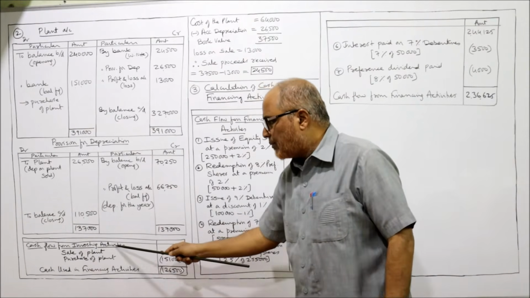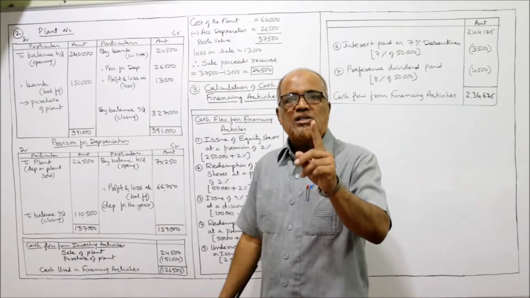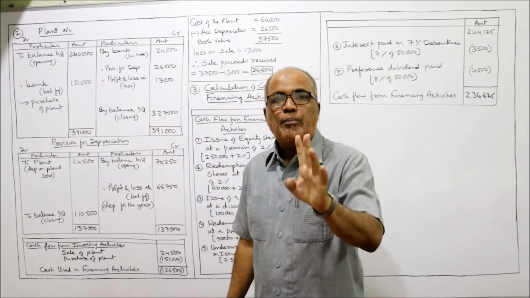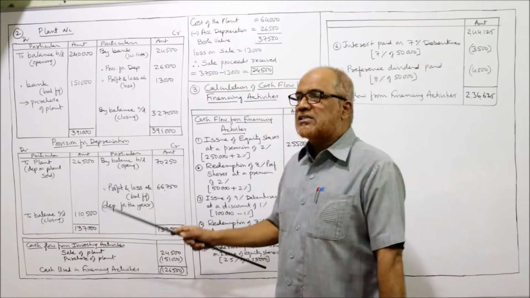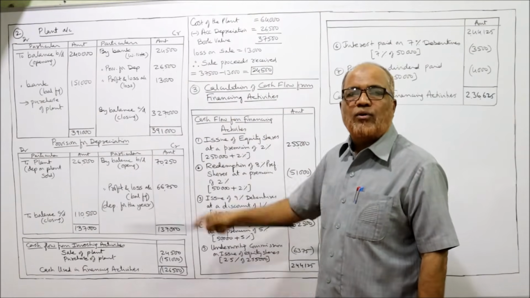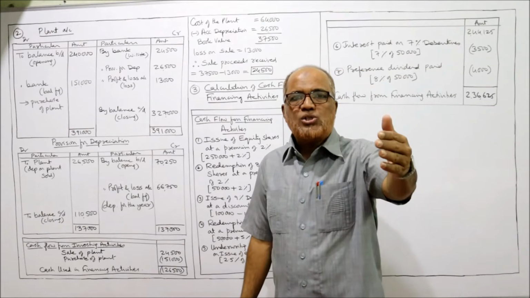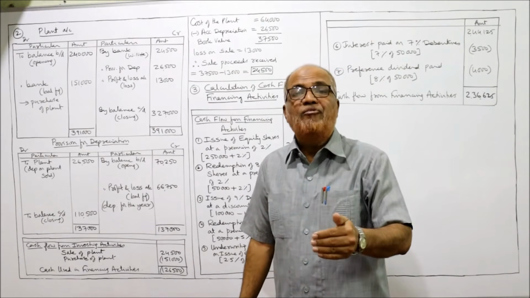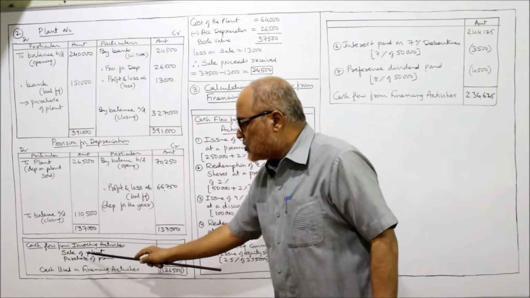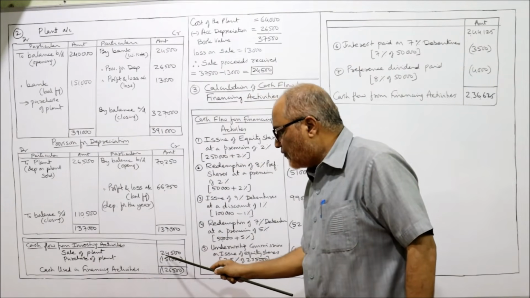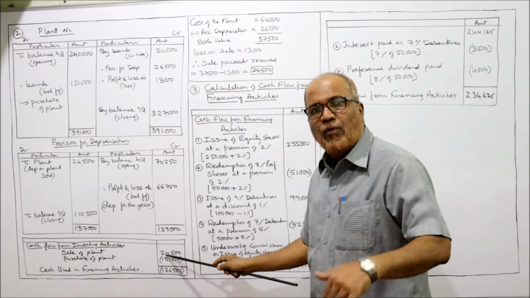Here, cash flow from investing activities. There is one sale and there is one purchase of plant. Sale of plant. At what price the plant was sold? 24,500. When a plant is sold, there is cash inflow. There is cash inflow of 24,500. So sale of plant 24,500 is a positive inflow.